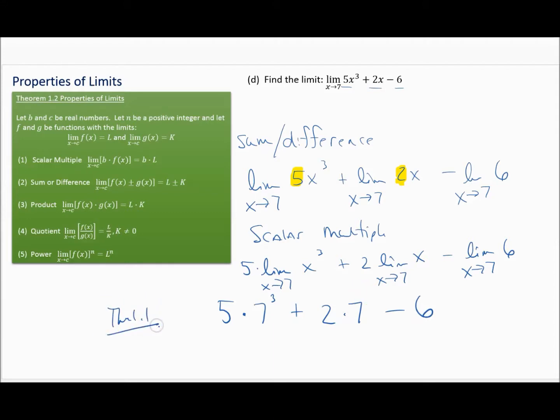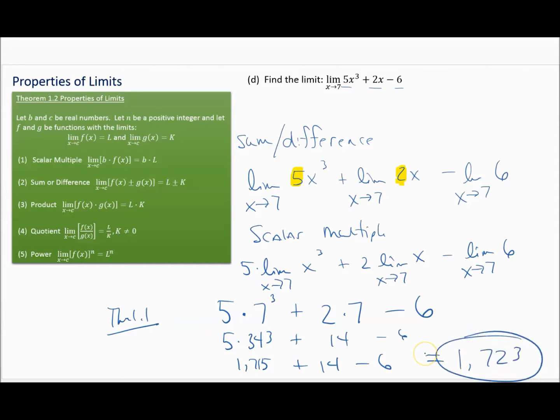All right, then I just calculate it. So 5 times 7 to the third equals 5 times 343, which is 1,715. Plus 2 times 7, of course, is 14. So plus 14 minus 6. And I add 14 to the 1,715, and then I minus 6, and I get 1,723 is that limit value.